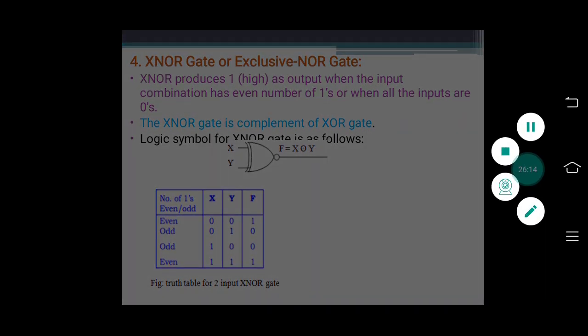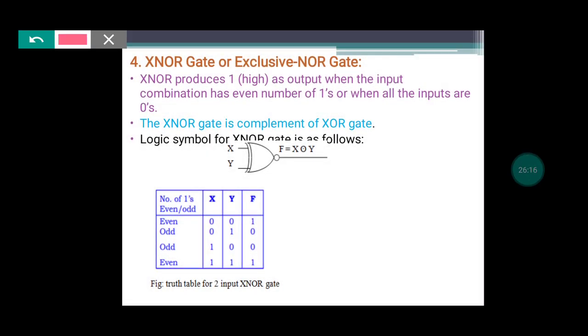Now we will see with the help of truth tables what is the behavior of this gate. First we will see the 2 input XNOR gate. See here, 2 inputs are which one? We have X as input, Y is also one of the inputs, and F is nothing but the output function or say output signal. So what is the behavior here? This gate produces 1 as output when the input combination has an even number of ones.